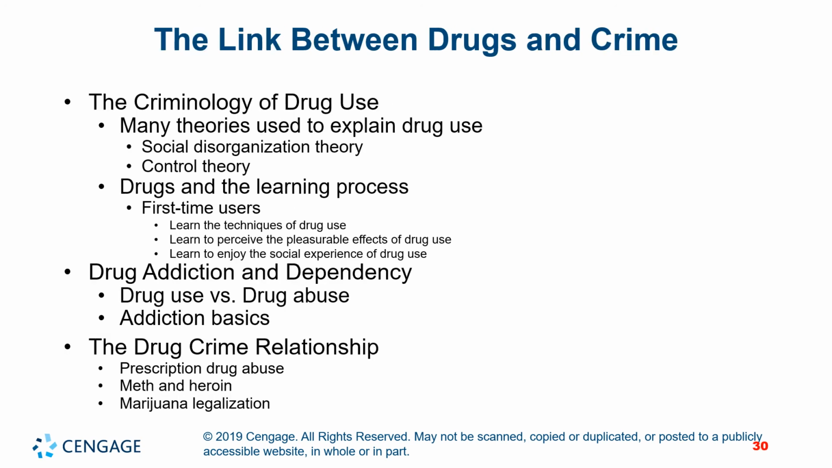Now let's talk about the criminology of drug use. Theories of drug use. Several theories have been proposed to explain drug abuse, including choice theory, trait theory, social disorganization theory, and learning theory. There are drugs and the learning process: learning the techniques of drug use, learning to perceive the pleasurable effects of the drug, and learning to enjoy the social experience of drug use.